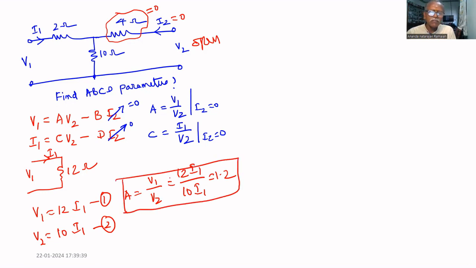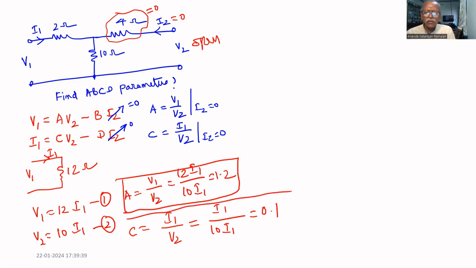We have to find C. C equal to I1 divided by V2, that is equal to I1 divided by 10 I1. I1 getting cancelled. Therefore, 1 by 10 equal to 0.1. C also we got.